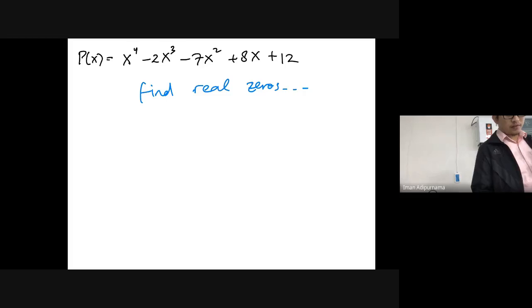First thing is to see the last term and the first term, the constant on the last term and the first term. See the possible zeros from p and q.